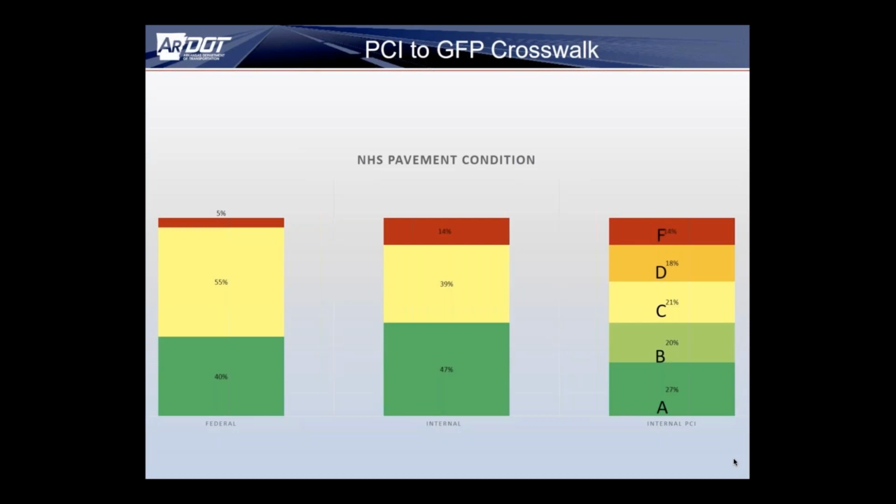The bar chart on the left, labeled federal, is the condition of the National Highway System based on the federal good, fair, poor criteria for their individual metrics. Comparing our good, fair, poor results to the federal good, fair, poor results, it is obvious that there is not full alignment between them.